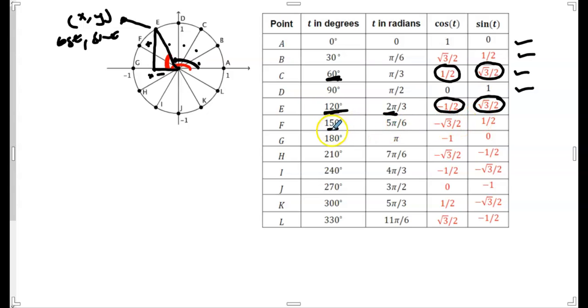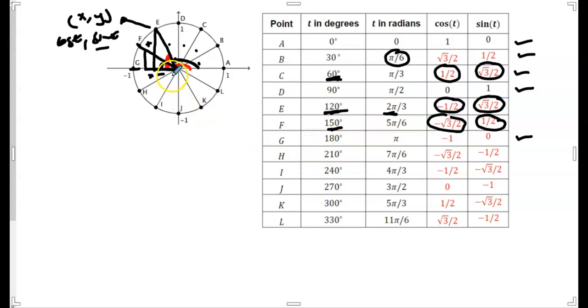Now when you come to 150, from 120, F will give us 150. We still have positive y and negative x. So cos t is going to be negative and sin t is going to be positive. And this is 30 degrees. So when you look at the values for 30 degrees, which is pi on 6, we have negative √3/2 because the x is still negative, and positive 1/2 because the y is positive. 180 degrees we have done, and so I don't want to go through it again.